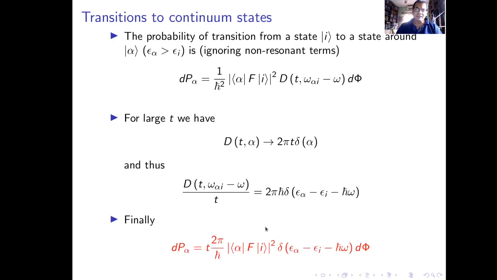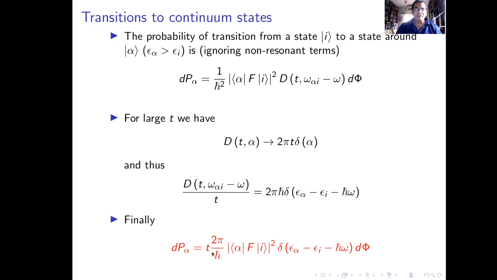So finally, the probability of transition to a bunch of states close to alpha is simply what you get when you take this expression and replace this ∫dt e^{i(ω_αI − ω)t} with t times this delta function, and because of this ħ squared which was already here, you end up with 2π by ħ. That's this 2π by ħ squared. The |⟨α|F|i⟩| mod square comes in, and then you have an energy conserving delta function times dφ. What is important is that there is a t in front.